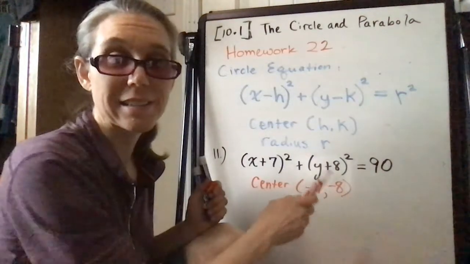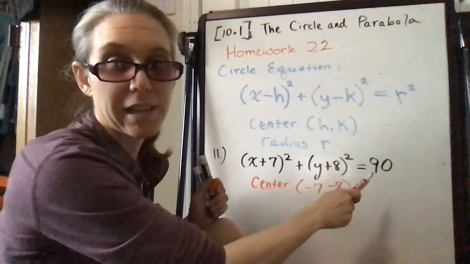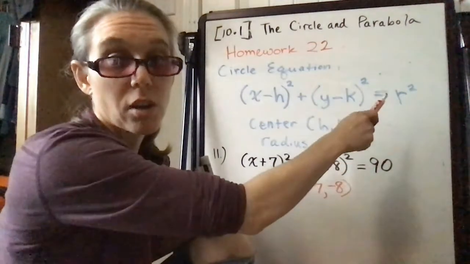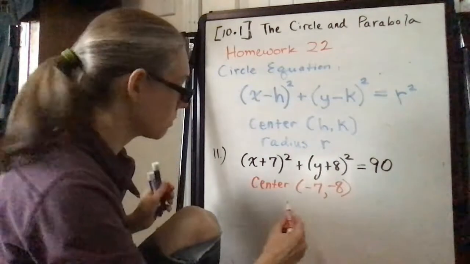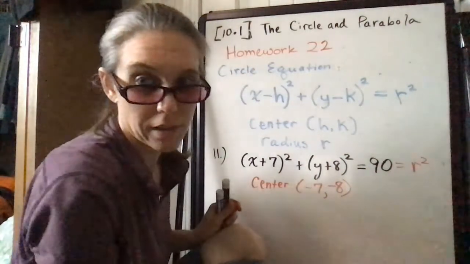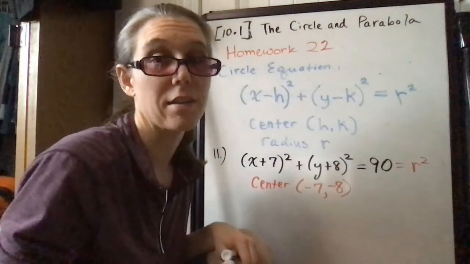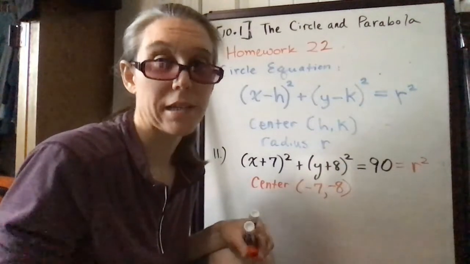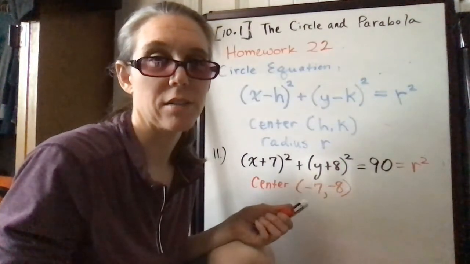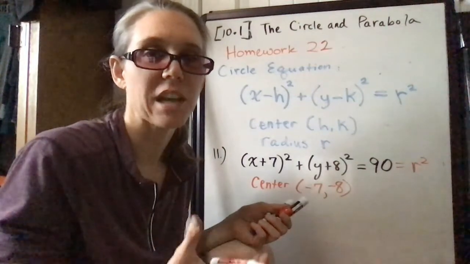Now for the radius is r, right? And so the number over here on the right-hand side, 90, is r squared. Okay? So if 90 is r squared, how do you solve that equation? You take the square root of both sides. But you don't need to do plus or minus, because plus or minus is not going to be your radius. You only have a positive.